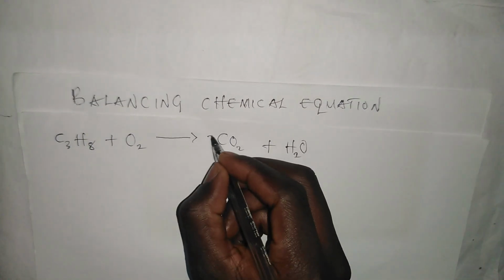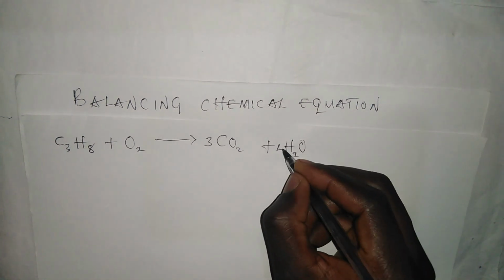Now, first and foremost, you have to make sure that both sides of the equation have the same number of atoms. So in this kind of combustion reaction, we first balance the carbon, then we'll balance the hydrogen before balancing the oxygen. So let's look at the carbon. We have 3 carbon here and we have only 1 here. So we'll just add 3 here.